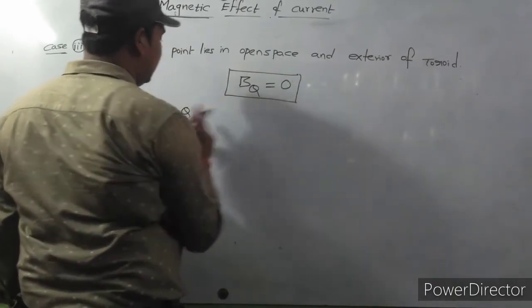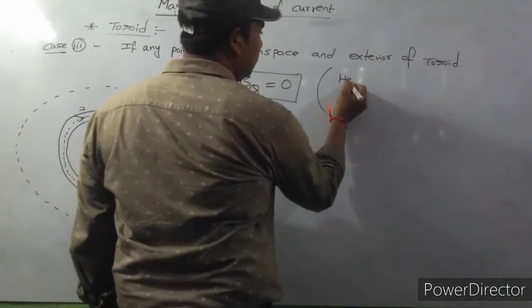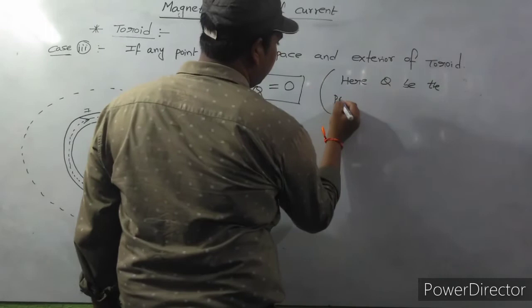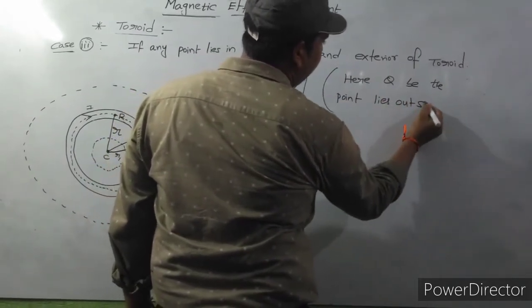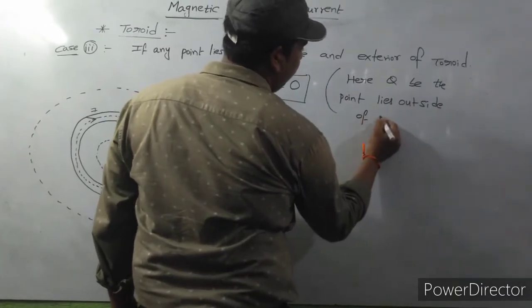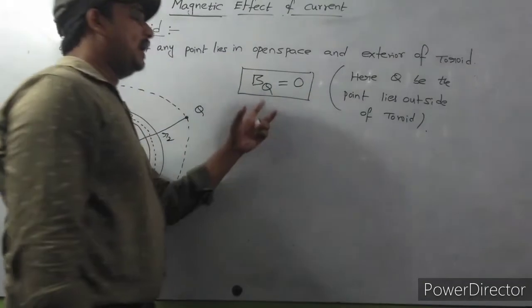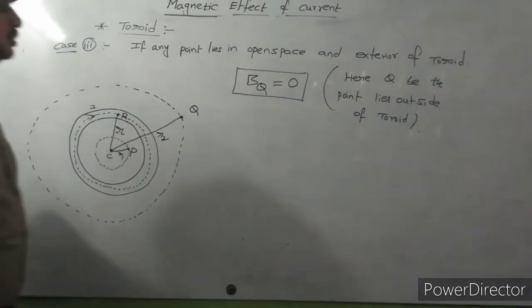0. Here Q is the point that lies outside of the toroid. So outside of the toroid, here also the magnetic field is equal to 0. Why is the magnetic field outside of the toroid equal to 0?